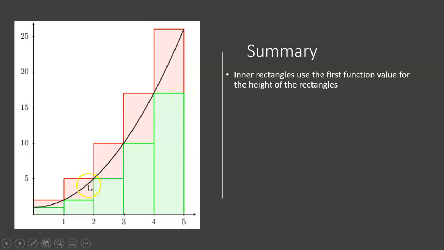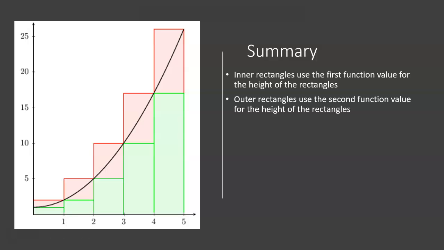Now I'm going to have a look at the outer rectangle. So instead of starting at 0, I'm going to go to the outer value 1, and I'm going to plug that into the function. So the outer rectangles use the second function value for each rectangle. So I'll go 1 squared plus 1, draw my rectangle. 2, so 2 squared plus 1, draw my rectangle. 3 squared plus 1 to get the height, draw my rectangle, 4 squared plus 1, and finally the big fella, 5 squared plus 1 to get the final rectangle.